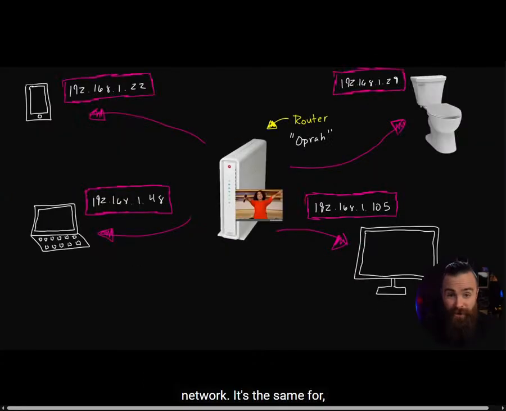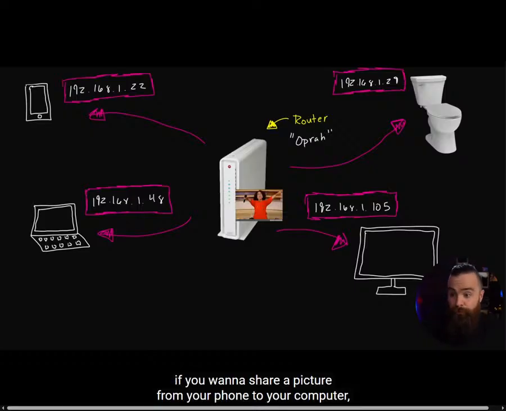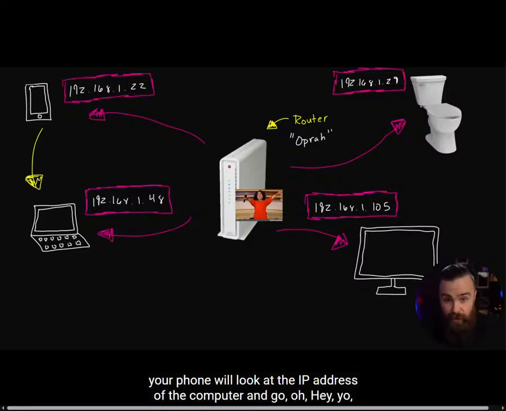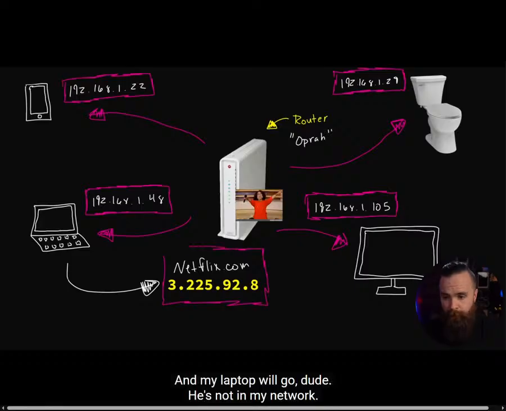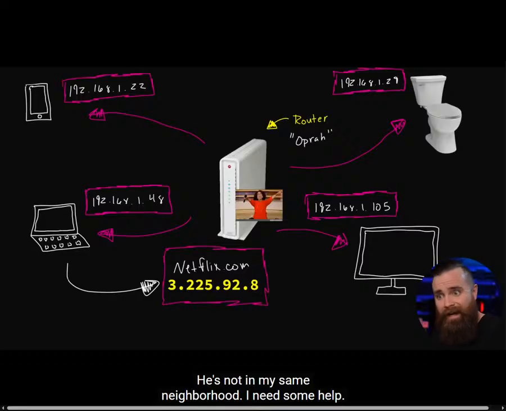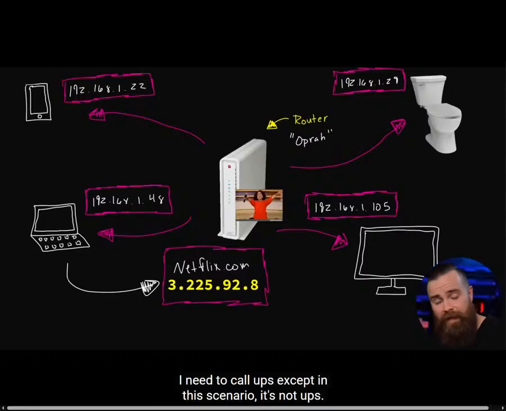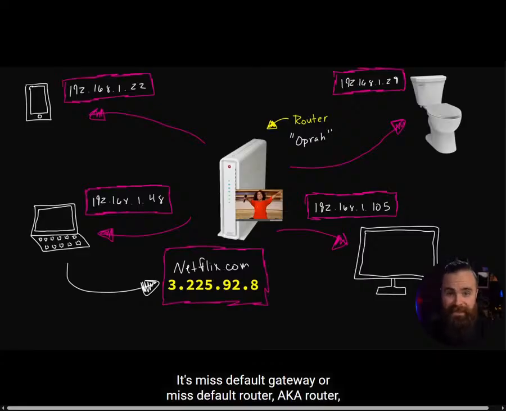With our devices in our network, it's the same thing. If you want to share a picture from your phone to your computer, your phone will look at the IP address of the computer and go, oh, hey, we're on the same network, 192.168.1. But if the destination is not in my network, not in my same neighborhood, I need some help. I need to call UPS. Except in this scenario, it's not UPS, it's Miss Default Gateway, or Miss Default Router, AKA router.